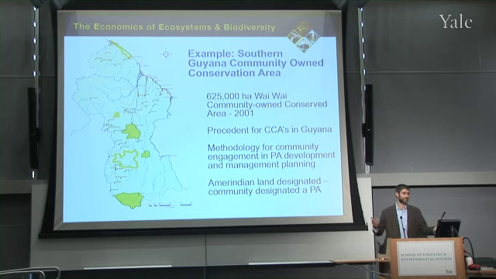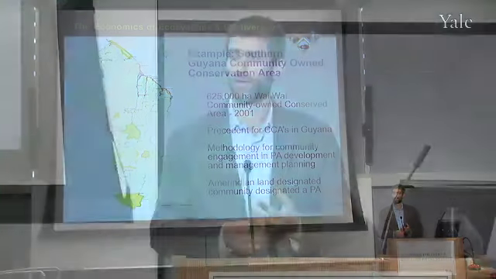The first, and this is one of a lot of things like this, is the Southern Guyana Community-Owned Conservation Area, which is called a COCA. And that, in very simple terms, is a 600,000 hectare community-owned, community-declared, community-designed protected area, which sits in a country that has a very nascent protected area system, if it could be called one at all, and it functions. It's a real thing. It provides a model for further community protected areas.